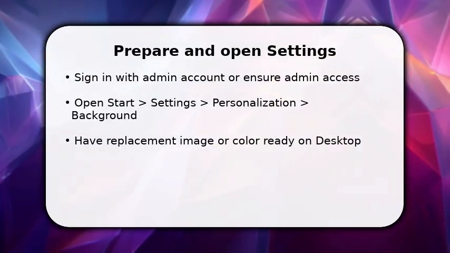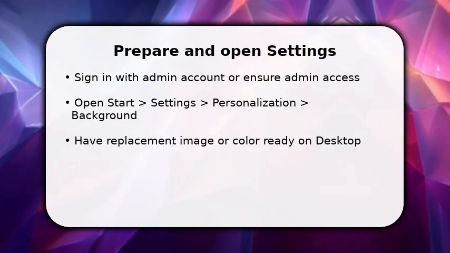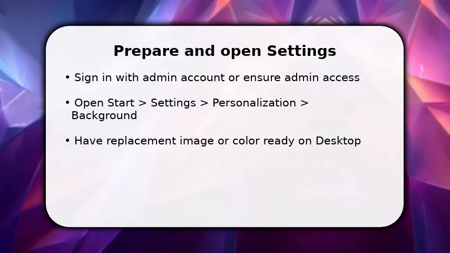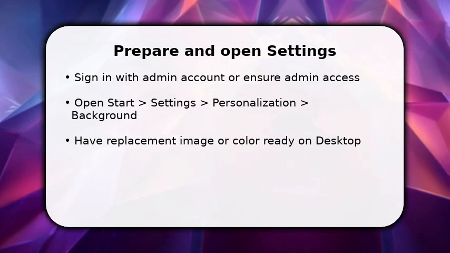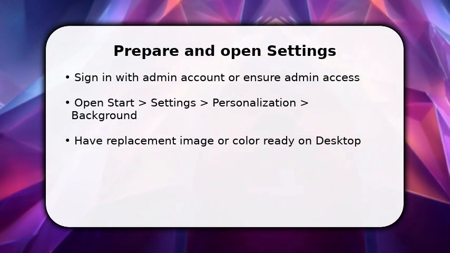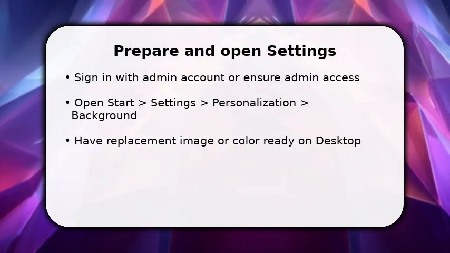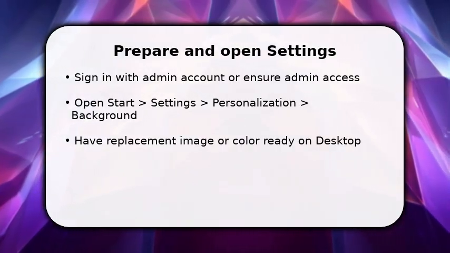Make sure your replacement image is accessible on the desktop or Pictures folder, because Windows will reference that path. Now that settings is open, you're ready for the first actionable change: remove or swap the wallpaper. You now perform the core action: change the background type.